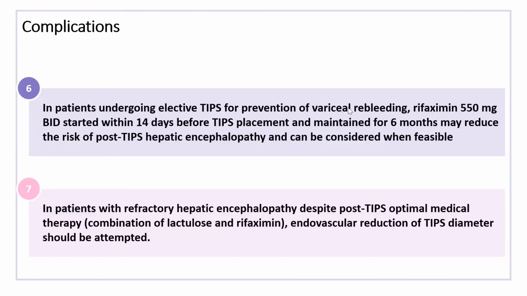In patients with refractory encephalopathy, despite post-TIPS optimal medical therapy, which is a combination of lactulose and rifaximin, if the patient keeps getting admitted to the hospital with encephalopathy, endovascular reduction of TIPS diameter can be attempted. And again, if your portosystemic pressure gradient comes up more than 12 millimeters of mercury, you should put the patient on beta blockers, and beta blockers can lead to further reduction of portal pressure by 10 to 15%.